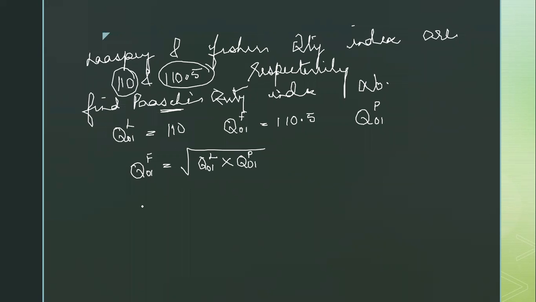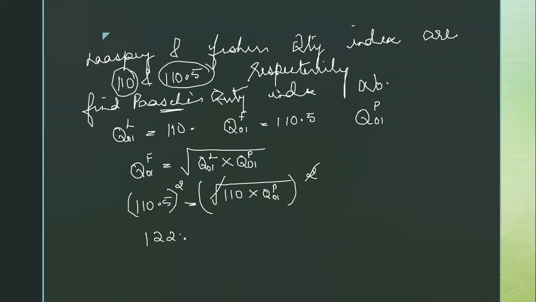What is the value? Fisher is 110.5 is equal to square root of, what is the value of Laspeyres? 110 into quantity of the base and current year under Paasche. We do not know the value. Square both the sides. Square and the square root will be cancelled. What is the value here? 110.5 into 110.5, you will get 12,210.25. Good. Is equal to, what is remaining here? 110 into quantity of the base and current year under Paasche.